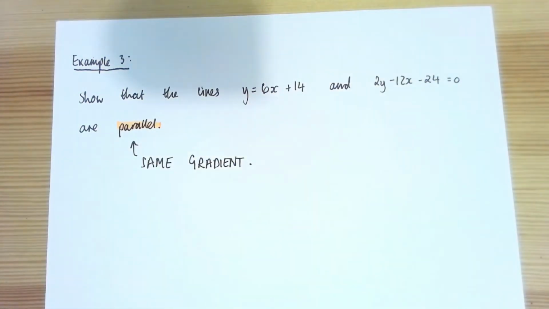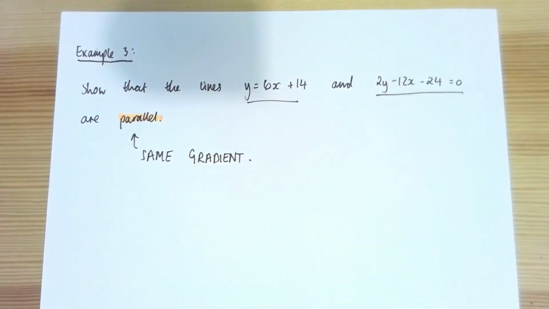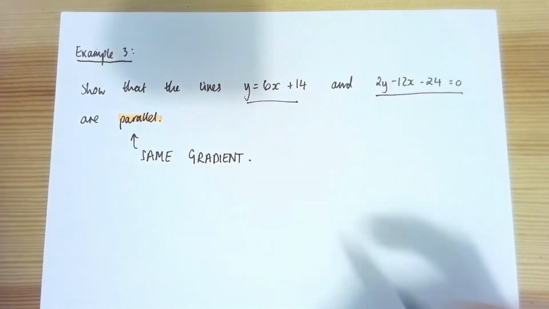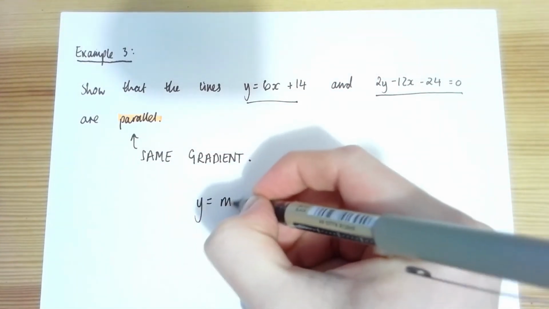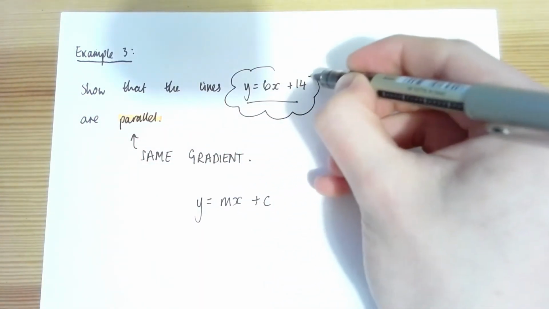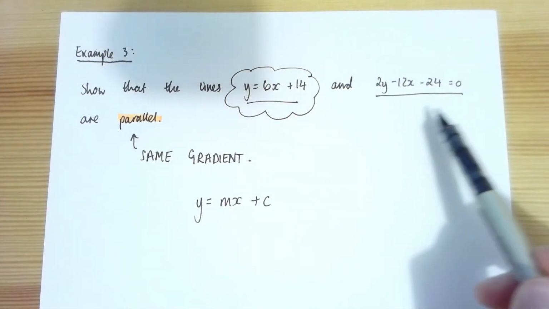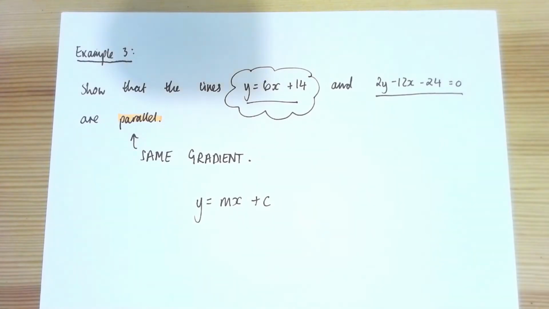What I want to do is get this line and this line in the form that we can work with. And the form for GCSE that we can work with for straight lines is, of course, y equals mx plus c. So I notice that this line here is already in that form, so we don't need to do any manipulation of that line. However, this line here is in a form that we can't work with, so we need to somehow get that in the form y equals mx plus c. So that's the first step for this question.